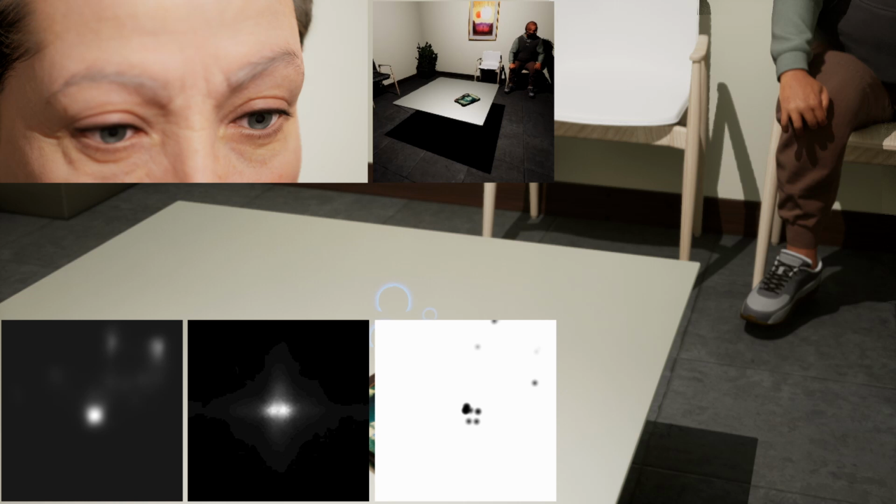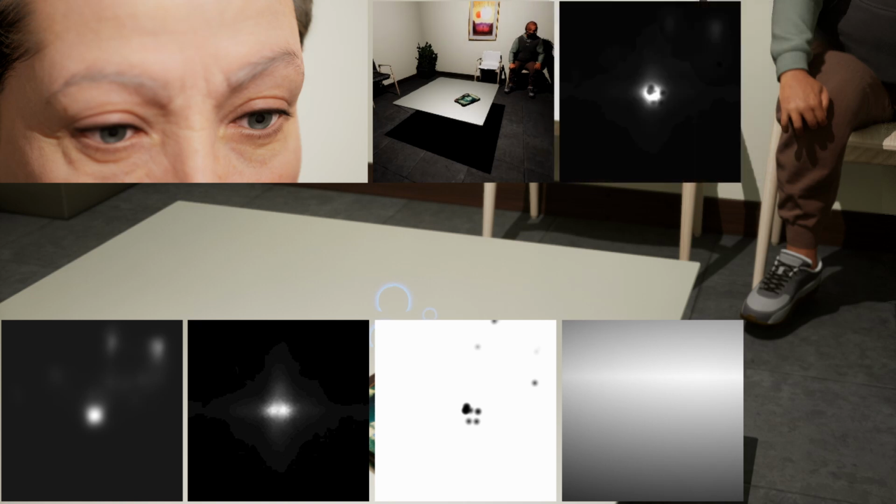In this case, since the character is exploring the scene, we add a horizontal bias map to model the tendency of eye fixations to be located along the horizon. These maps are then combined together, and the next fixation point is sampled.